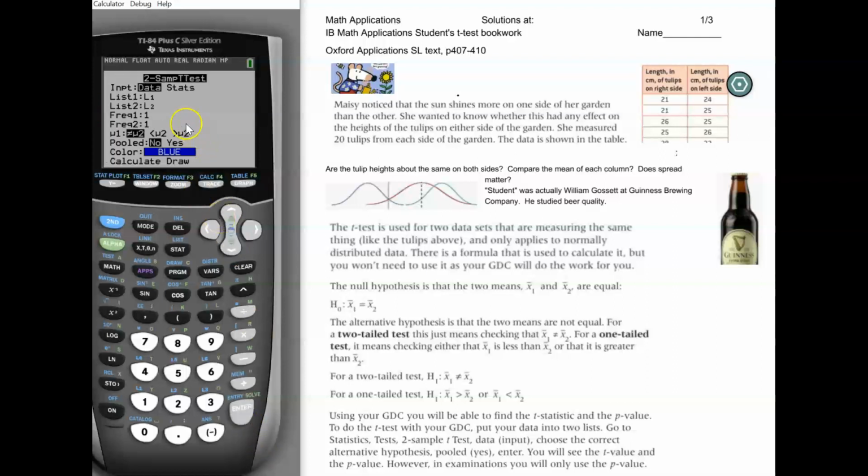And then we're always going to put data, because we're not going to put in the mean and the standard deviation. We're going to put the entire data column. We're using list 1 and list 2 because those are the two leftmost ones. Frequency 1, frequency 2 should always be 1. And then now we need to say, okay, what is the alternative hypothesis?